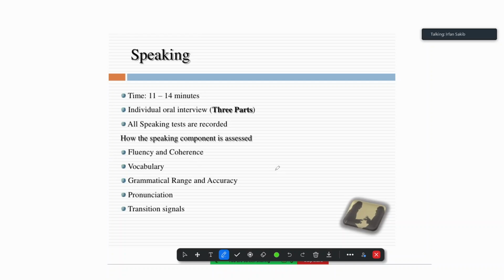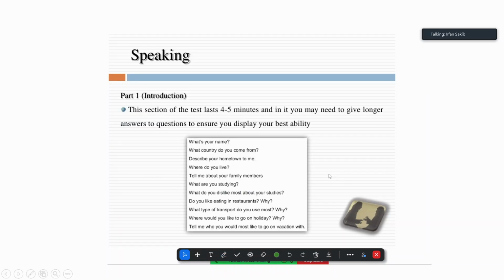Okay, now moving on. So let's see what each of the parts looks like. The first part is simply some personal questions will be asked to you, like the sample given here, and you need to answer them. So this is one of the samples. These are the sample questions. So for 4 to 5 minutes there will be a conversation. The examiner will ask you these questions and you will answer.